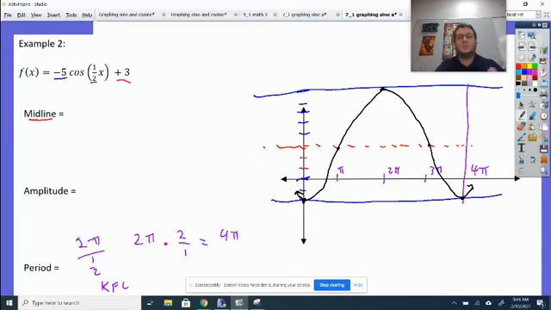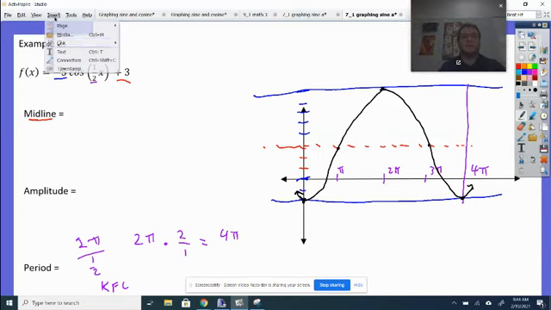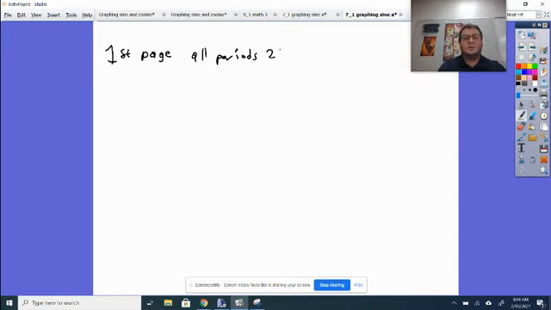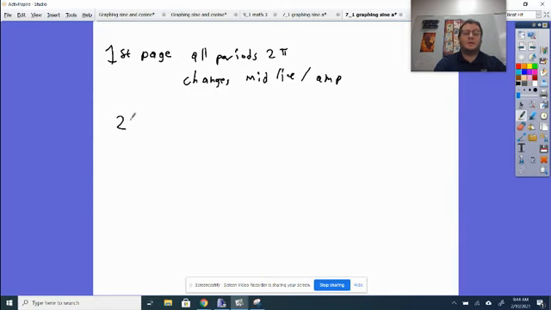On your worksheet today, you are going to have, this has been freaking some people out. So on the first page, okay, all the periods are 2 pi. Okay, and the reason I did that is because on the first page, you're going to have changes with the midline and the amplitude. That's it. Okay, and then amplitude can flip it. The second page is where you have everything.